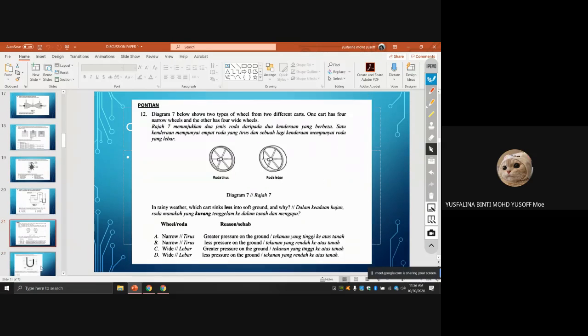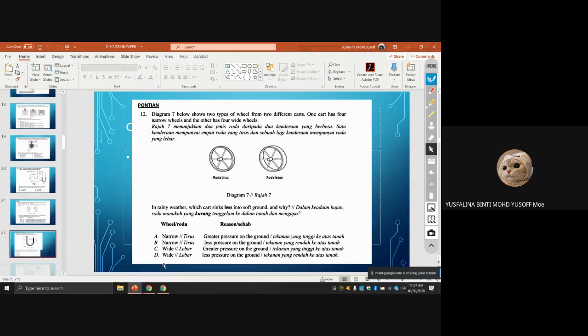Okay. Alright, next question. So diagram 7 below shows two types of wheels from two different cars. So one car has 4 narrow wheels and the other has 4 wide wheels. Okay, so in rainy weather, which car sinks less in the soft ground? So of course the wide wheels, right? Because the pressure is low, right? Number 12, the answer should be D, donkey.